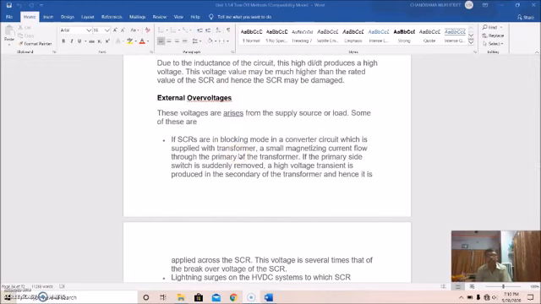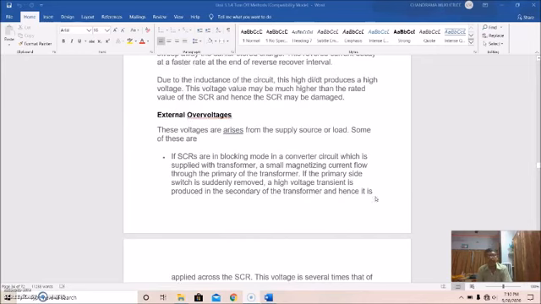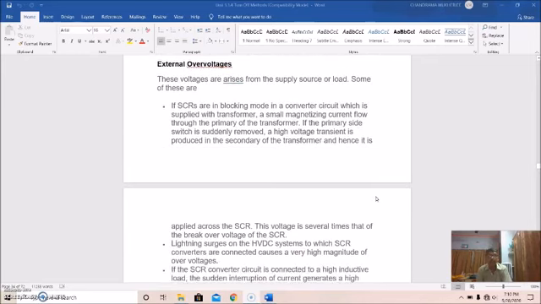This external overvoltage arises from the supply source or load. For example, with the SCR in blocking mode in a converter circuit supplied with a transformer, a small magnetizing current flows in the primary of the transformer. If the primary side switch is suddenly removed, a high voltage transient is produced in the secondary of the transformer, and it is applied across the SCR. This voltage is several times the breakover voltage of the SCR. This is one of the reasons for external overvoltage.